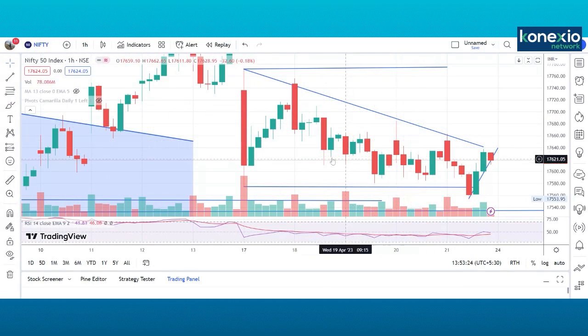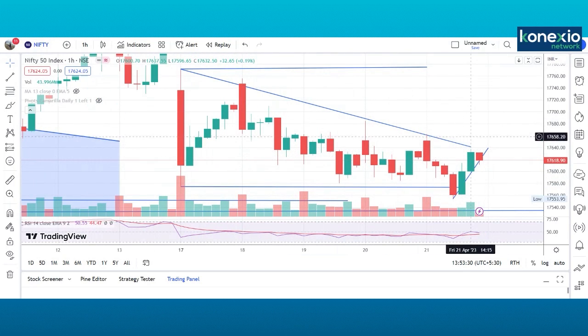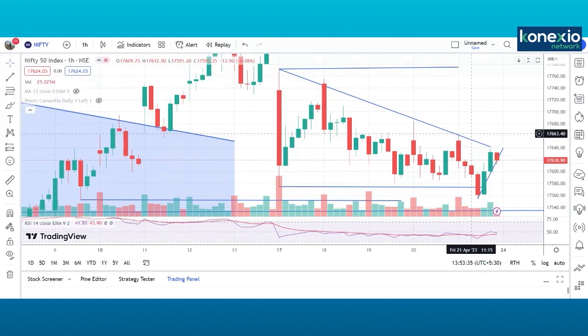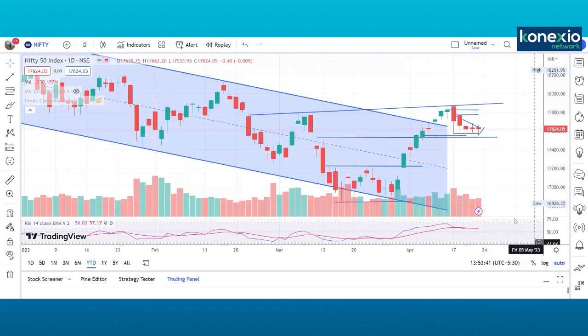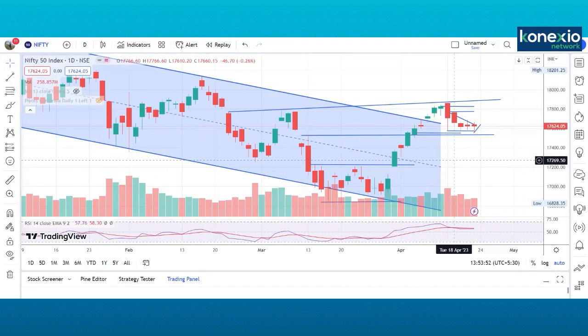Looking at this pattern, Nifty is on the verge of a triangular breakout. Once Nifty crosses 17,680, we might see it rally towards the swing high, almost the highs of 17,863. If it sustains above that, there could be an extension of the rally. As of now, last week was a consolidation week, and we are expecting a breakout on the upside.